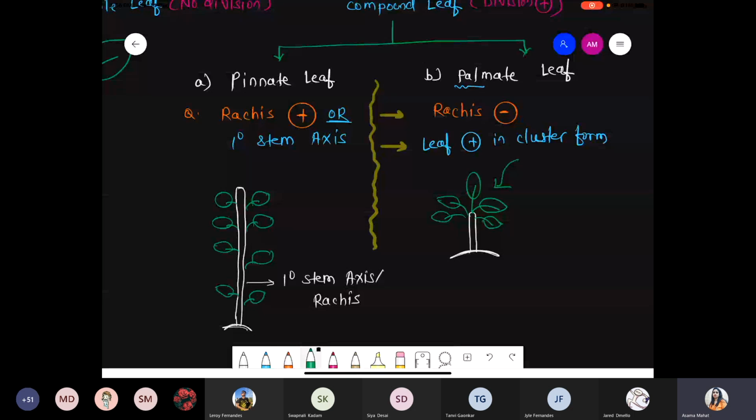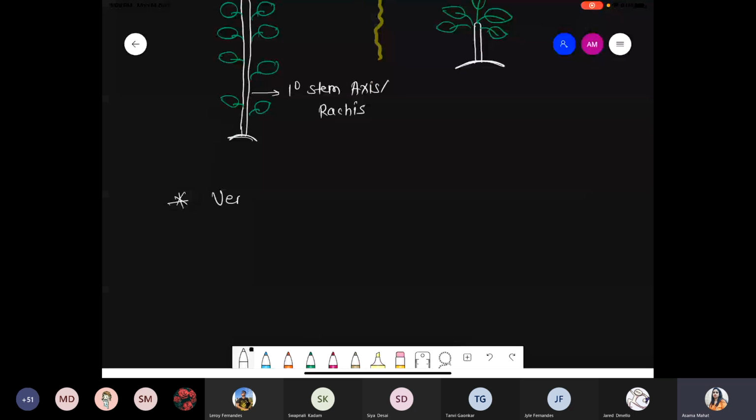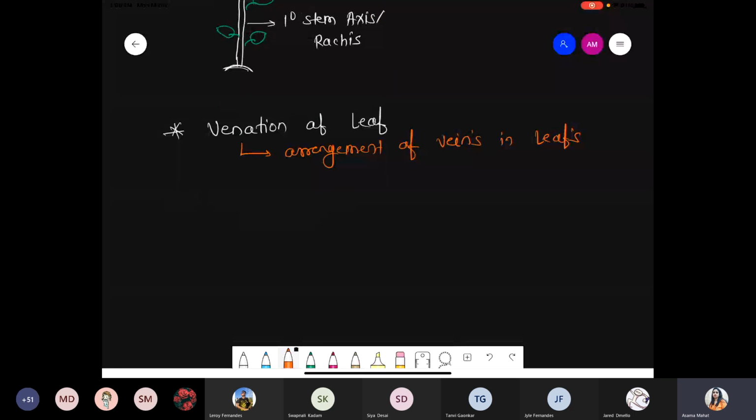Next point, we are talking about venation of leaf. Venation, simple meaning, is the arrangement of veins inside the leaves. Simply it is called venation. Arrangement of veins in leaves, such a condition is called venation. So quickly we are talking about the types. First of all, it is divided into two types.